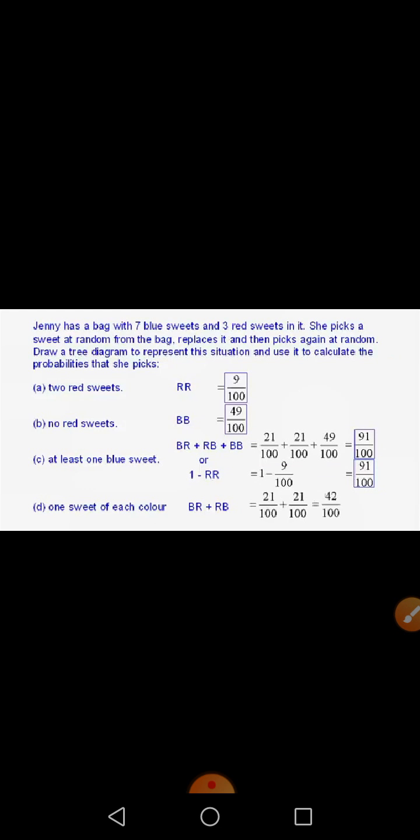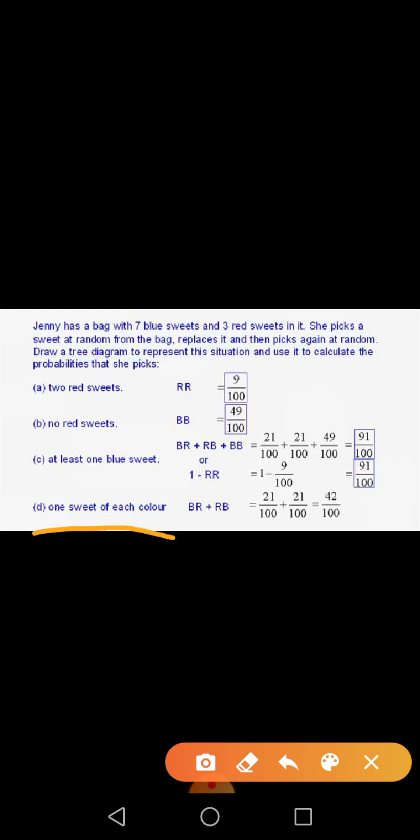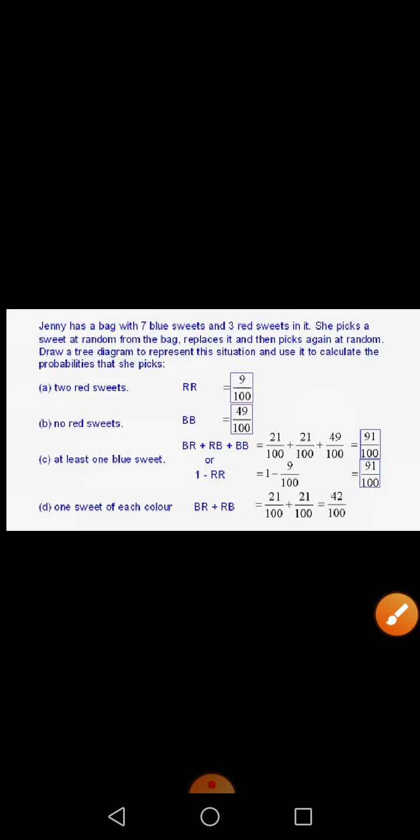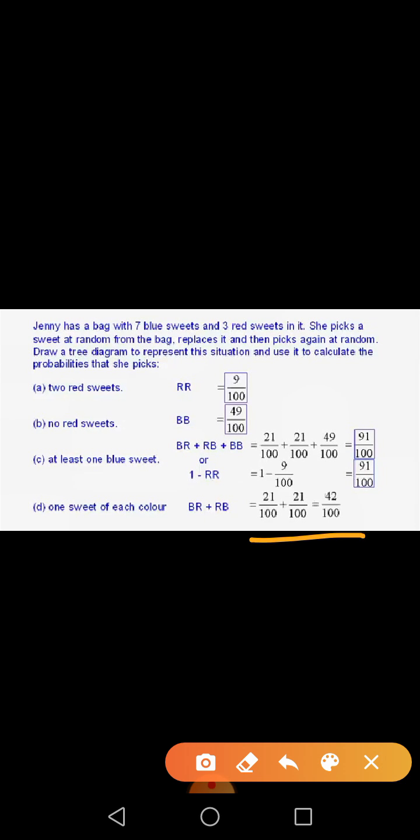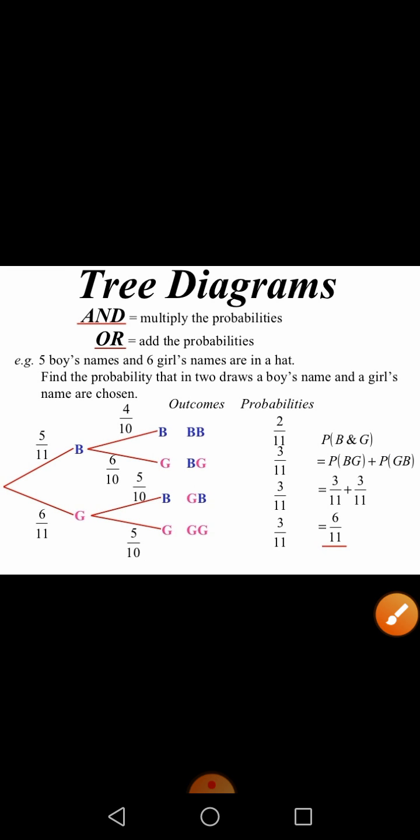Okay. The last question here, 1 sweet of each color. 1 sweet of each color, which means 1 red and 1 blue. Okay, where do I have 1 red and 1 blue? In these outcomes. So the answer here will be 21 over 100 plus 21 over 100 to get the answer here. You got this? Is that hard? Okay, let's see the second example here.